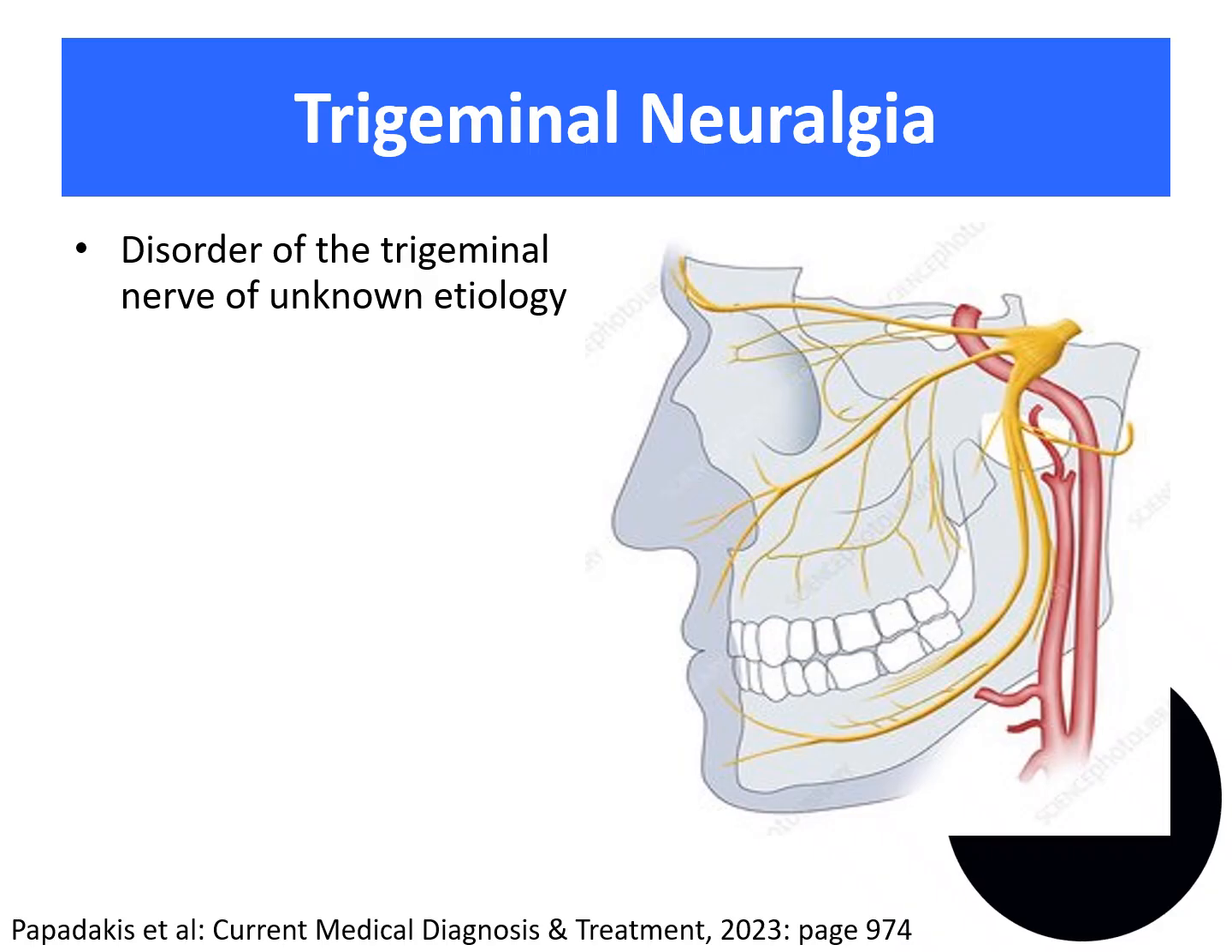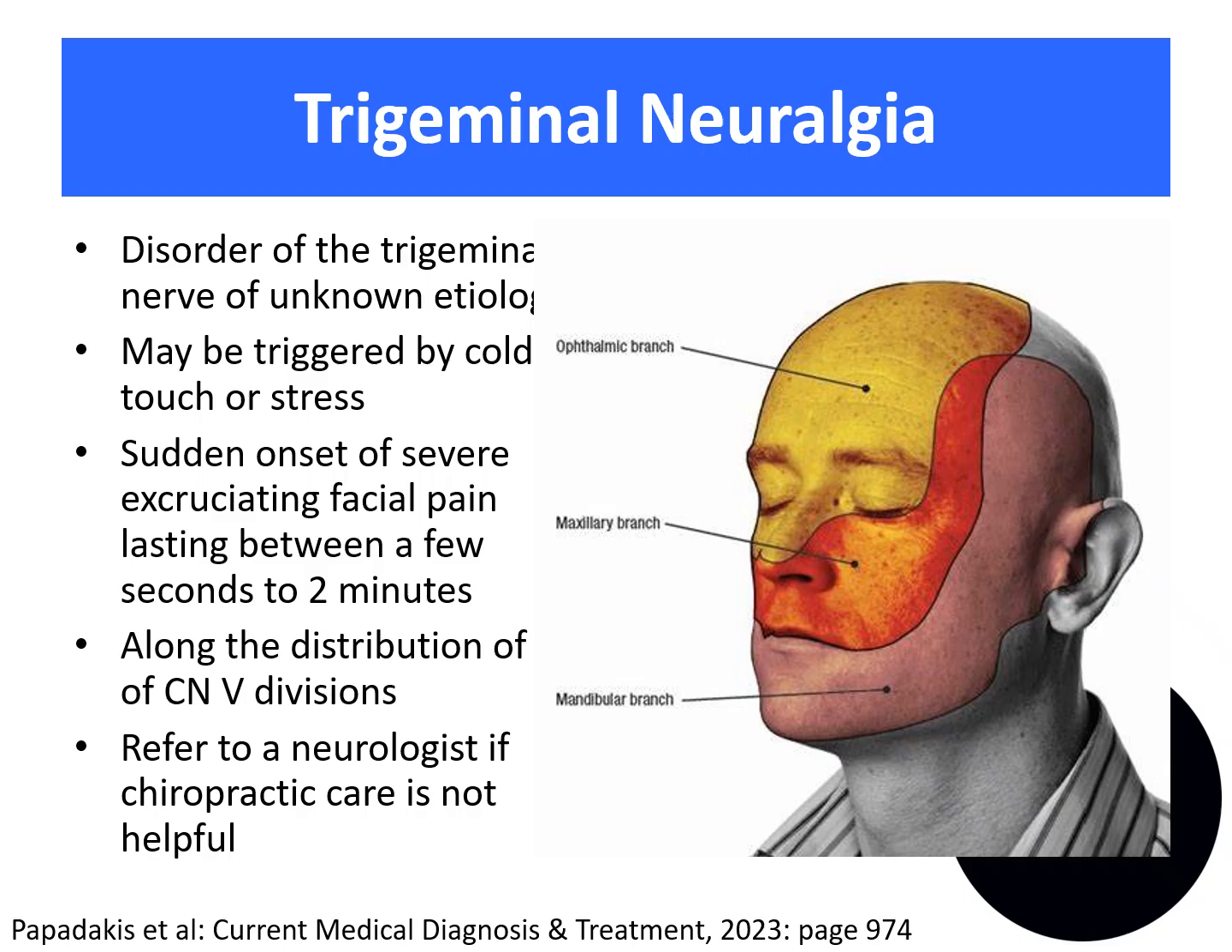And then the last is trigeminal neuralgia. This is a disorder affecting one of the branches of the trigeminal nerve, in which it is suddenly irritated and you have sharp, electrical, lancinating, stabbing pain in one of the divisions of the trigeminal nerve. The etiology of this condition is unknown. It may be triggered by exposure to cold, touch, or stress.